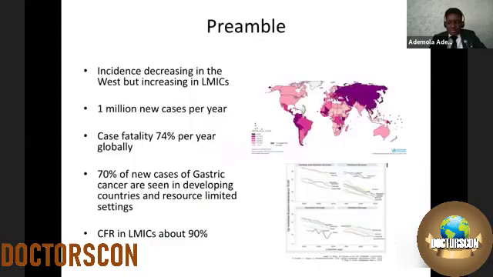Why this is important in resource-poor countries is that even though the incidence is reducing in the West, it's increasing in low-middle-income countries, with an average of 1 million new cases per year. Generally, it's a cancer with a very poor prognosis, with a case fatality rate of up to 74%. But for every new case that we're seeing in the world, 7% of them are occurring in low-middle-income countries like Nigeria and Pakistan, and there's a higher case fatality rate of up to 90% in those countries. So it's a cancer of dismal prognosis.